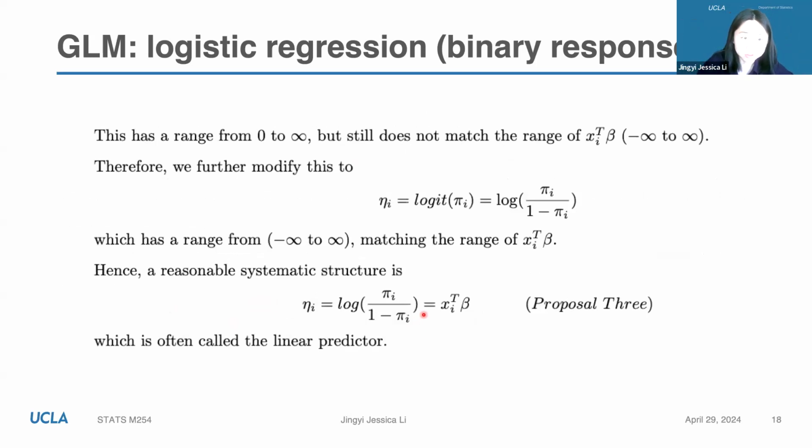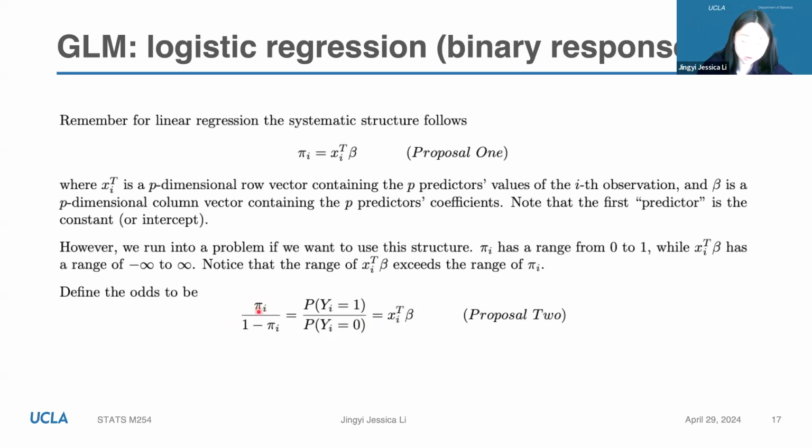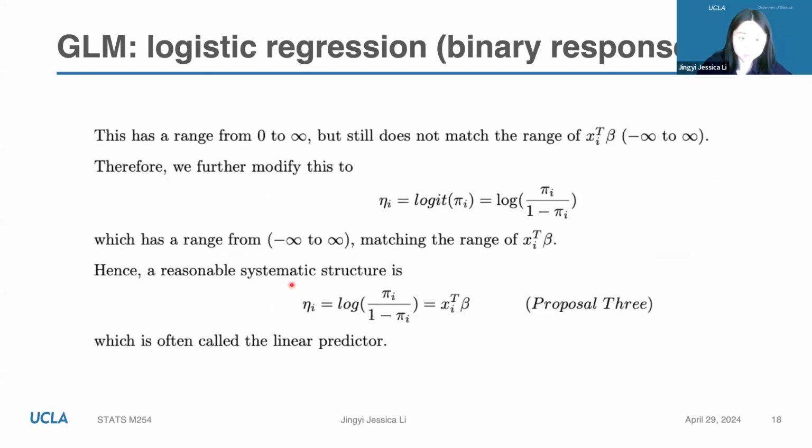However, the range is still not matched yet. So here, what's the range of the left one? It's from 0 to positive infinity. When does it get 0? When pi i is 0, you get 0. When does it get positive infinity? When pi i gets 1, you get 1 over 0, which is positive infinity. So the left range is 0 to positive infinity, but the right range is negative infinity to positive infinity. So you miss the negative part.